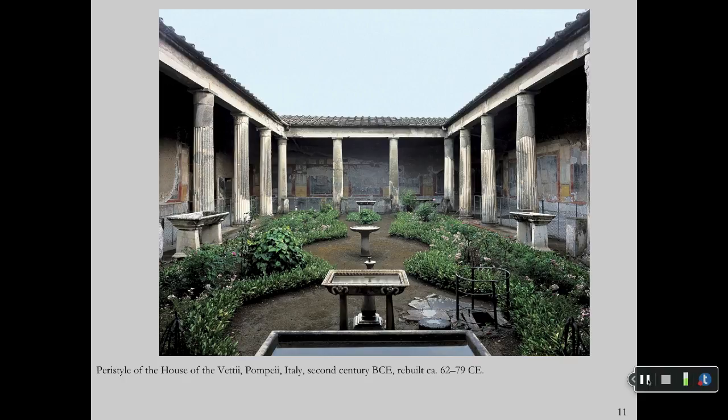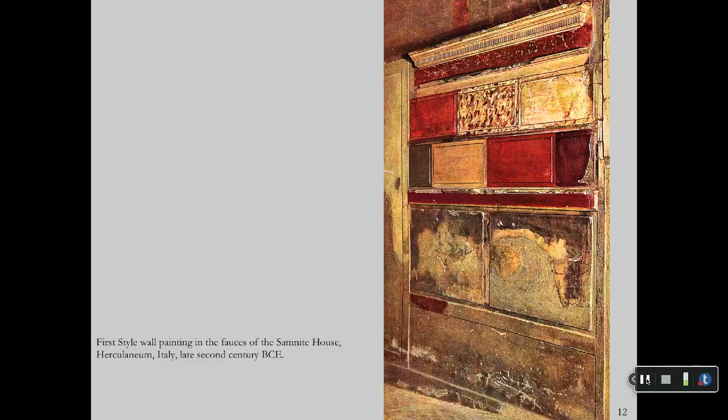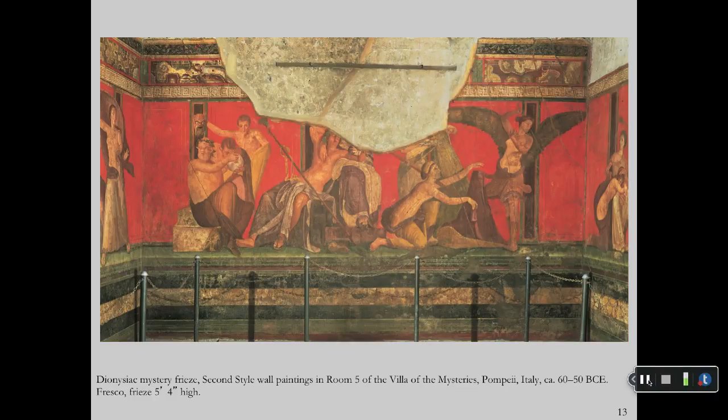House of the Bede in Pompeii. This is a center courtyard with rooms opening into it. Examples of Roman mural painting. The Republican period first style featured stucco panels painted to resemble marble. The second style dynastic mystery frieze was in room 5 of the Villa of the Mysteries in Pompeii.